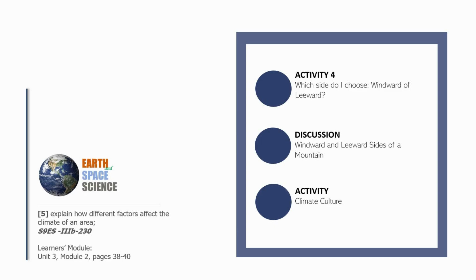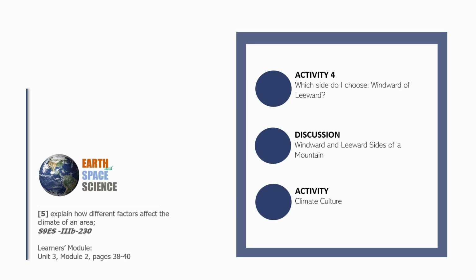This is still the Earth and Space Science series of the Knowledge Catalog, and we are still working on the fifth learning competency of Grade 9 Earth and Space Science, which is explaining how different factors affect the climate of an area. If you want to follow through with the Learner's module, you can open it on Unit 3, Module 2, pages 38 to 40.